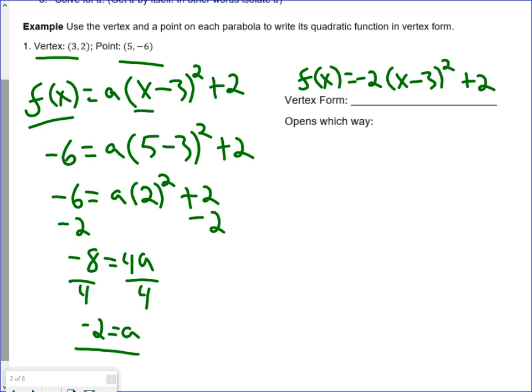And now we're going to figure out which way the graph opens. Remember, this is determined by the a value. If a is less than 0, it opens down. If a is greater than 0, it opens up. So in this case, a is less than 0, or in other words, it's negative. So it's going to look something like this. So it opens down. Okay?